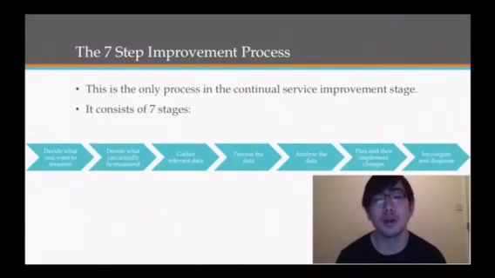I'm going to talk about the 7 steps of improvement process, which consists of 7 stages. Step 1, decide what you want to measure. The vision will fit into this step. Step 2, decide what can actually be measured. This means what can IT and business actively measure that will be of benefit to the organization.